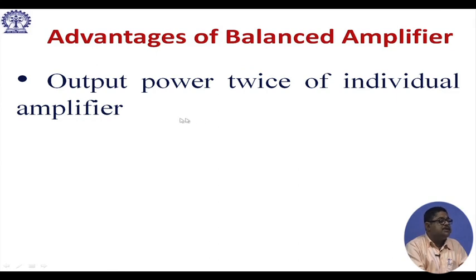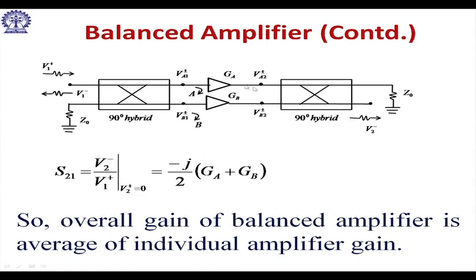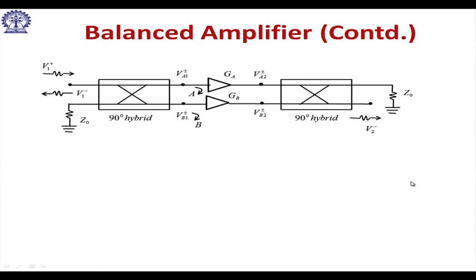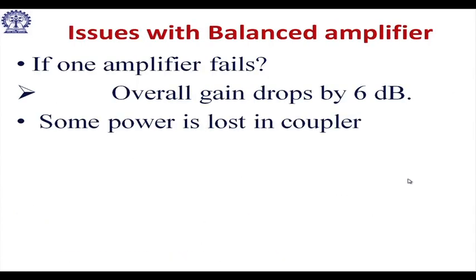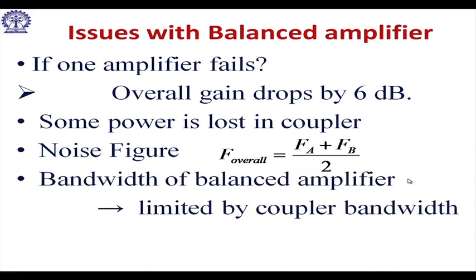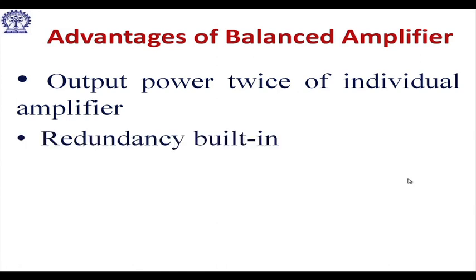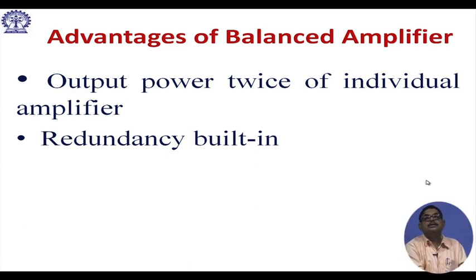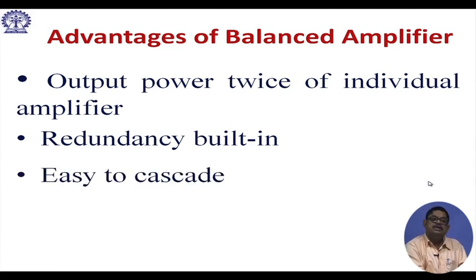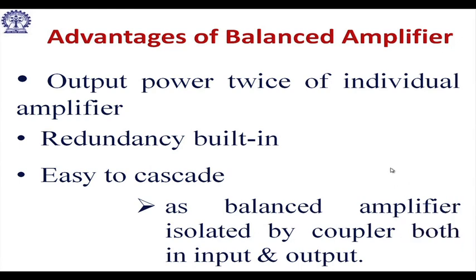Now, advantage is output power twice of individual amplifier power, as you have already seen before, that you see V2 minus I am getting some from here, some from here. So, obviously, output power is twice. Now, also you have seen that redundancy is built in, I degrade my performance if one fails, but the whole thing is usable because amplification still goes on. Easy to cascade also, because you have couplers on both sides. So, you have good isolations, we know directional couplers have good isolations. So, as balanced amplifier is isolated by coupler both in input and output, you get good cascading property also.